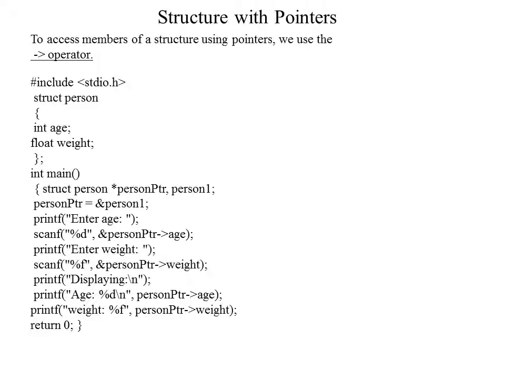If we used person1, then we would write ampersand person1 dot age, but we are using person ptr, so ampersand person ptr arrow sign then age. Similarly for weight, and then we are printing the values. So in a nutshell, I can say that if we are using simple variables, then we will be using the dot operator. If we are using a pointer to a structure, then we will be using the arrow operator.